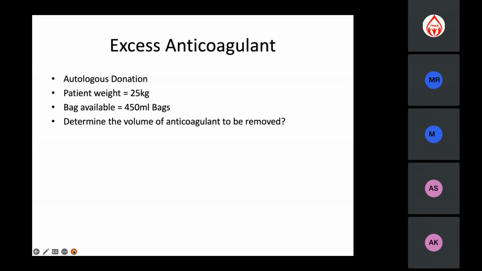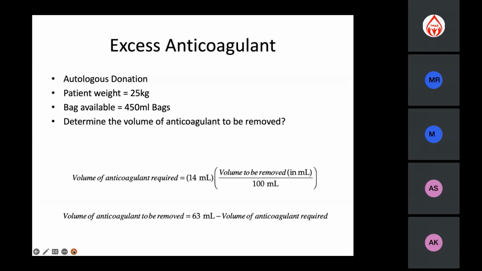So you're planning an autologous donation and the patient's weight is 25 kilograms, but the blood bag available with the blood center is 450 ml. Determine the volume of anticoagulant to be removed from the blood bag for ensuring adequate anticoagulation. To determine the amount of anticoagulant to be removed, first we need to estimate the volume of anticoagulant required. We know for every 100 ml, we require 14 ml of anticoagulant. Using this formula, the anticoagulant to be removed can be determined.